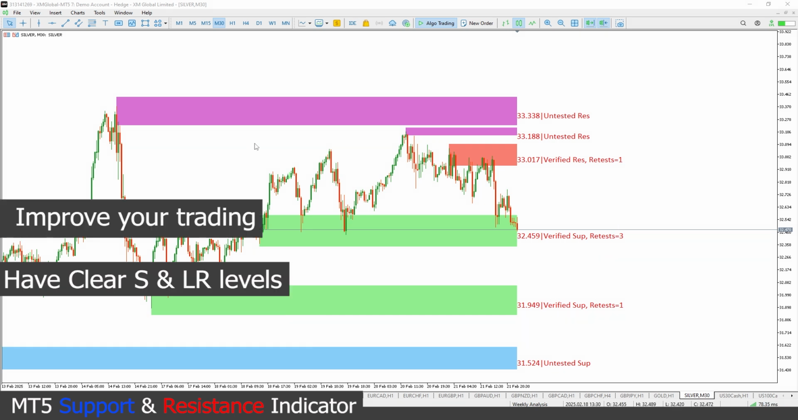So this will help you to improve your trading, with very clear support and resistance levels. You know which one is verified, which one is proven, which one is untested, which one is weak, when to buy and when to sell, where to put your stop loss.